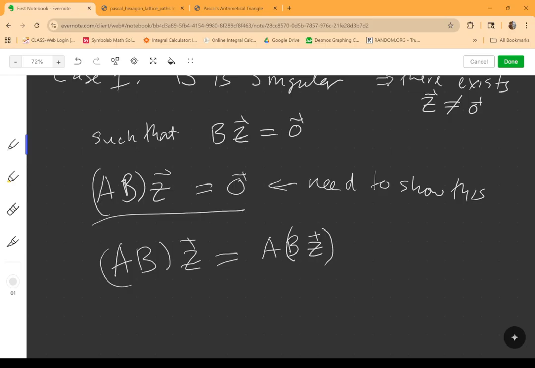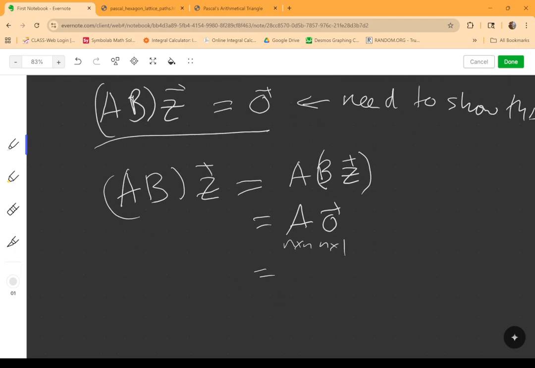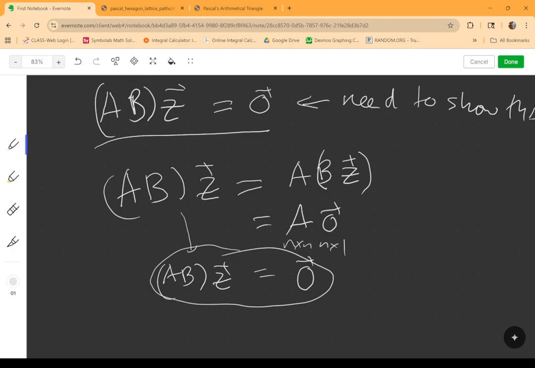Okay. And then, the way we constructed Z, what is B times Z equal to? That's the zero vector. So we get A times the zero vector. And then remember this is n by n, this is n by 1. So we get another column vector, but the zero vector times any matrix gives me back the zero vector. So now, what have we shown here? Bringing this down here, we have shown that this is a true statement. All of these steps have been valid.